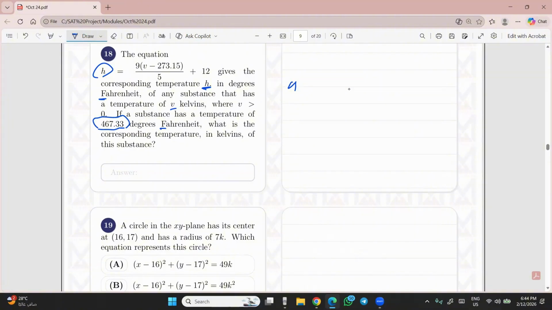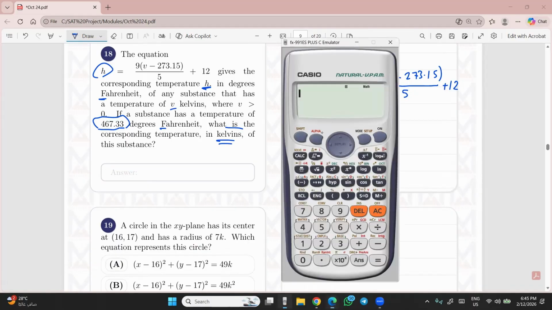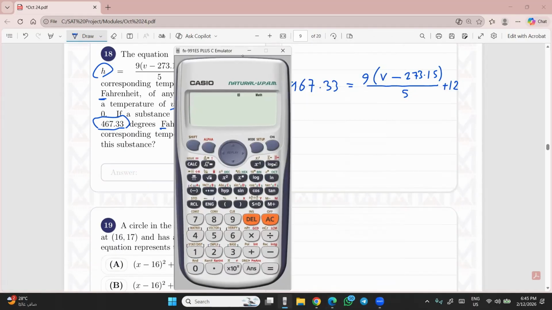So 467.33 is equal to 9V, because we need V now. The Kelvin V is required here. What is the corresponding temperature in Kelvin? So V minus 273.15, all of that is divided by 5 and then plus 12. Because this equation is a little bit harder to answer manually, you have to use the calculator with shift solve. How can we use shift solve?